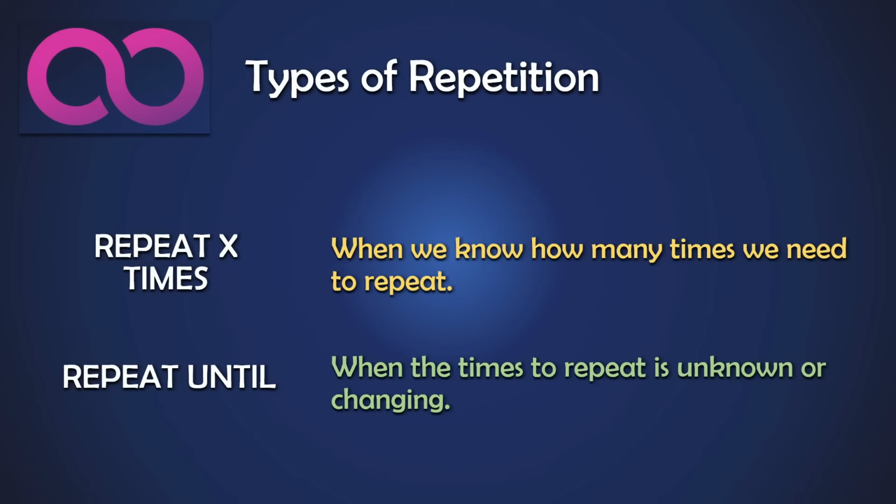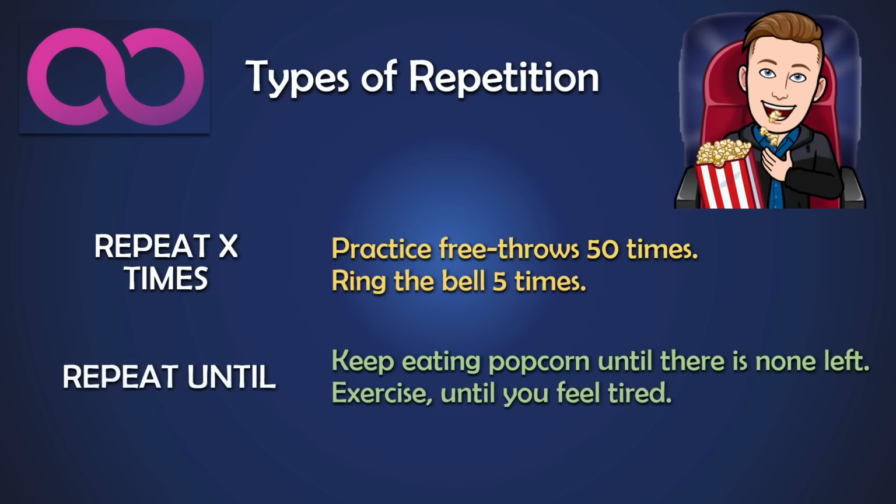These are the different kinds of loops that we can have. Either we know how many times we want to do it, or we don't. So, for example, you might want to practice free throws 50 times. You've got 50 balls, you're going to hit those 50 balls. Okay, when you hear the bell, it rings a certain number of times. That's a repeating X times loop.